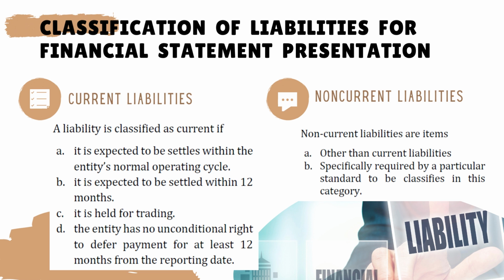So, as you can see here, other than the current liabilities, letter B is specifically required by a particular standard, such as IFRS, PFRS, or PAS. It is required by the standard that it should be classified as non-current liabilities.